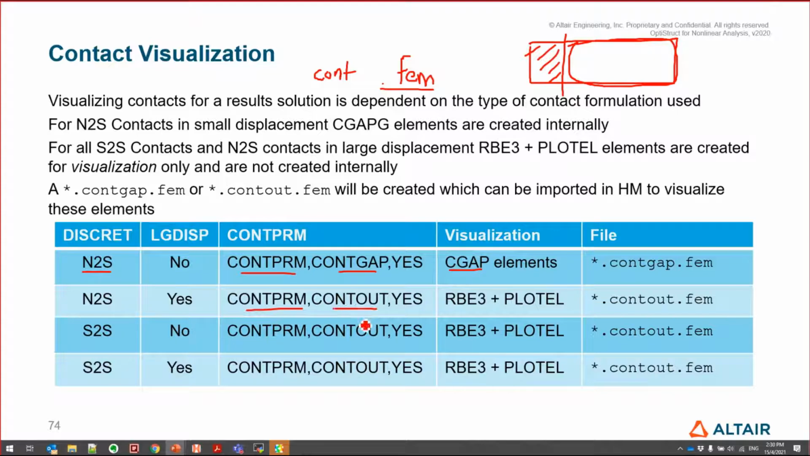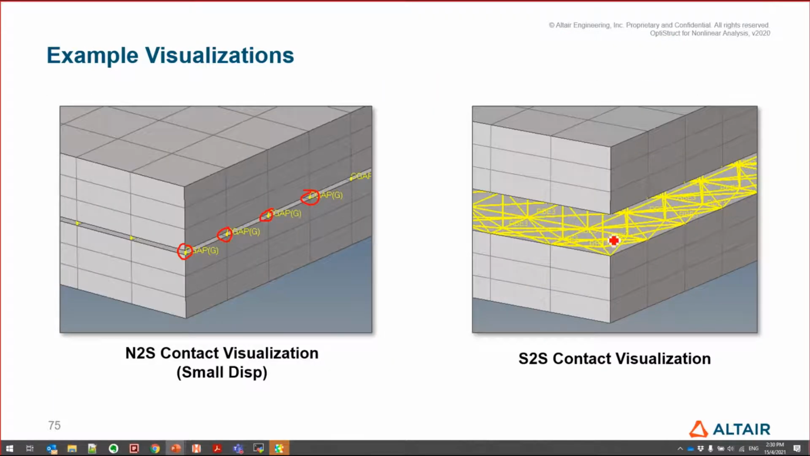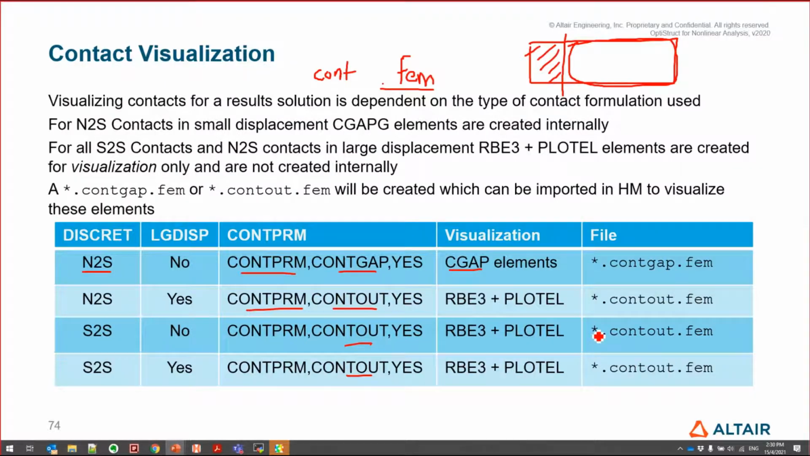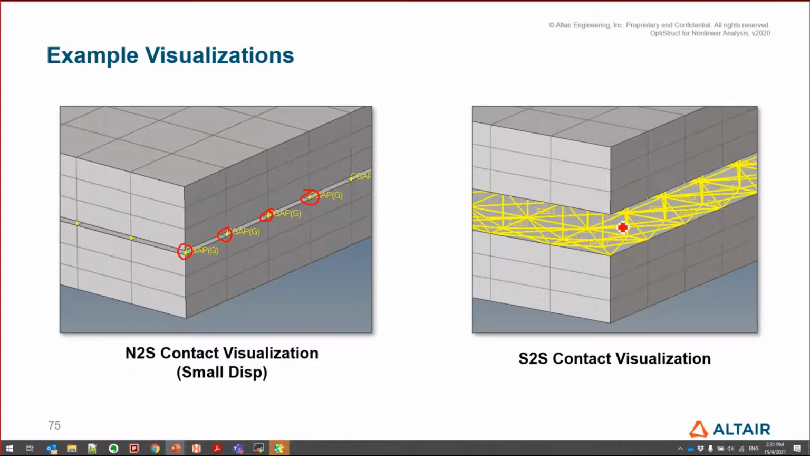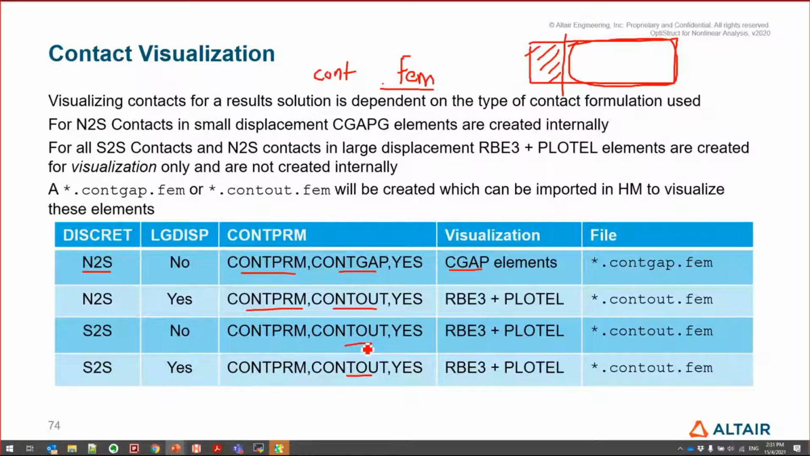And if you use the CONOUT option here, we are going to represent it with this RBE3 PLOTEL. So it's RBE3 and then RBE3 at the bottom and then PLOTEL in the middle. PLOTEL is just plot element. All right. So again, this element is just used to represent the contact. It doesn't really use it for contact calculation. So just take note, you can turn this on if you want to view contact.